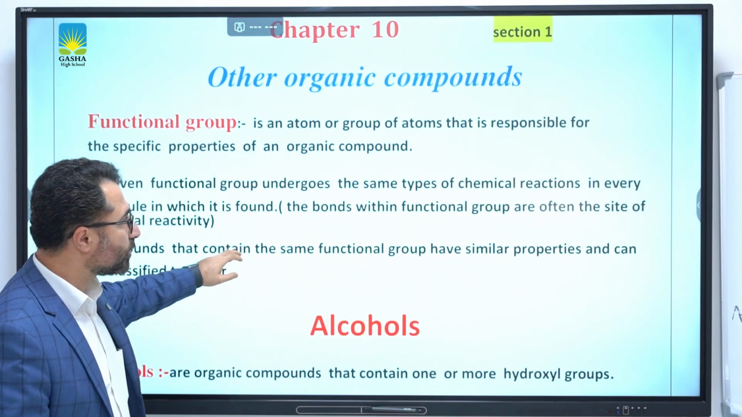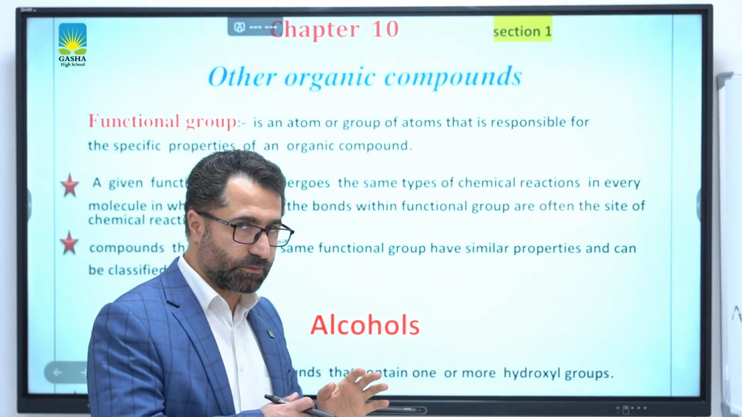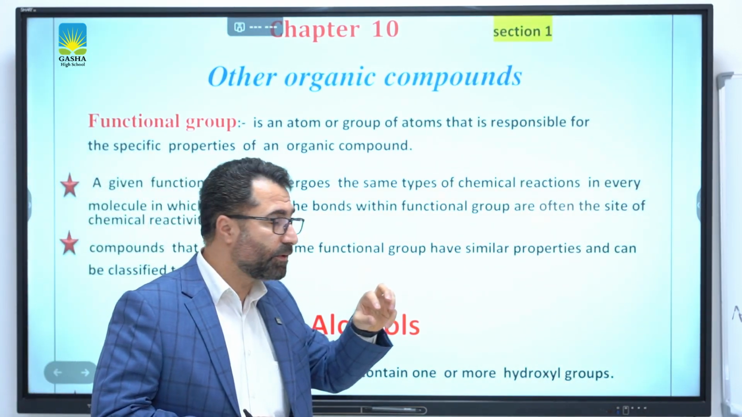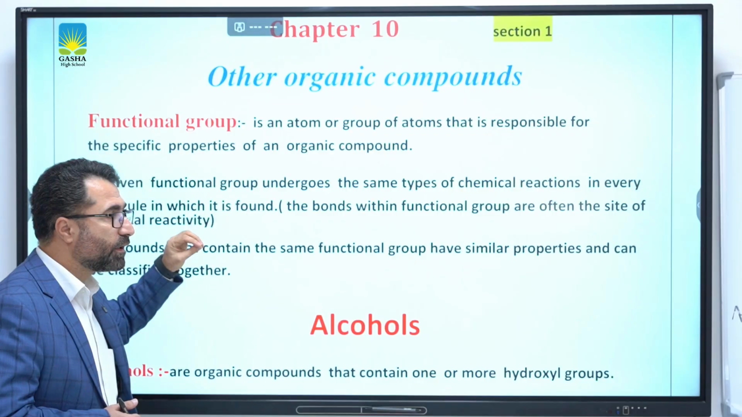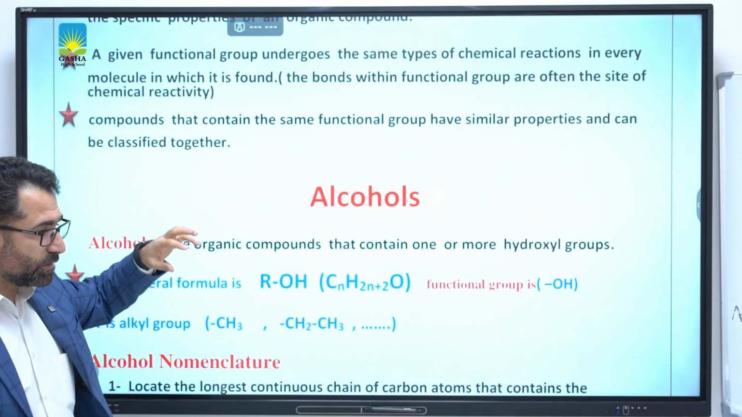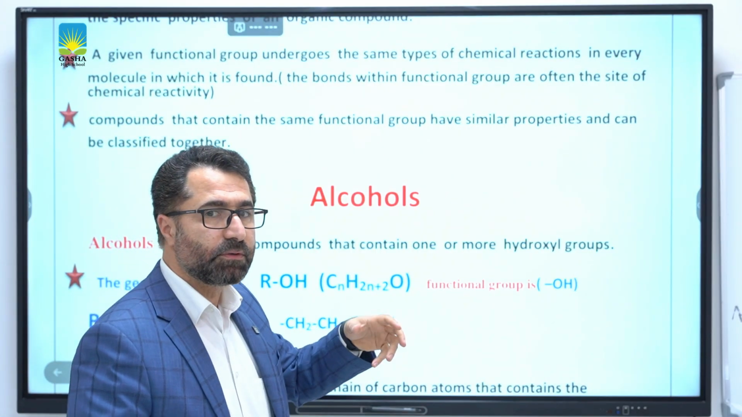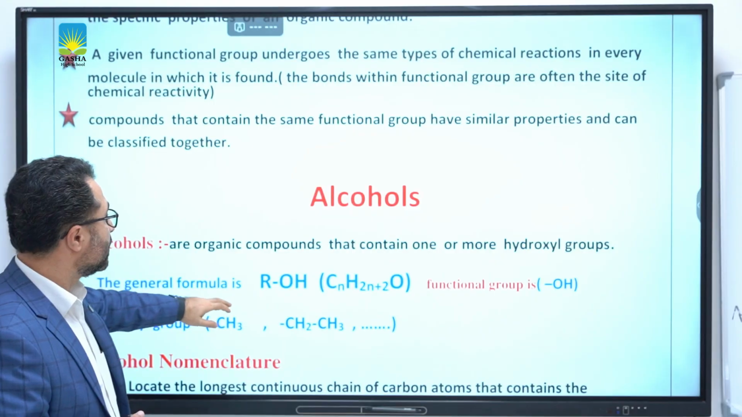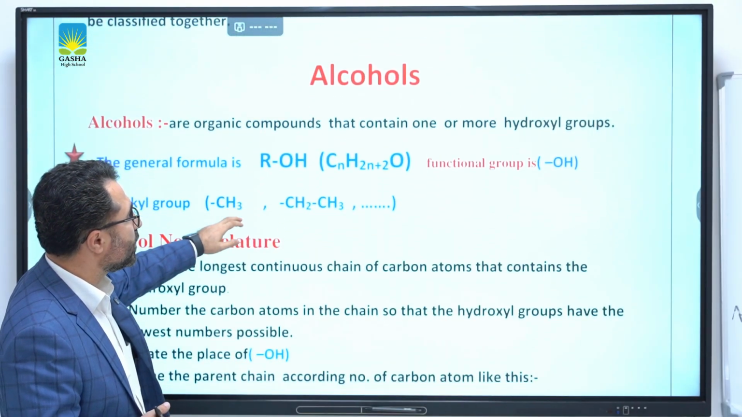A function group undergoes the same type of chemical reaction in the group. Or we can say the function group is the location of chemical reactivity of the compound. Of course, compounds which have the same group can be classified as the same type of compound. The first group is alcohol.